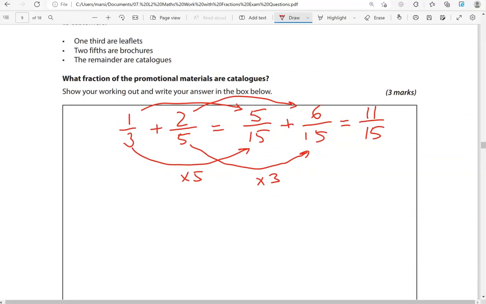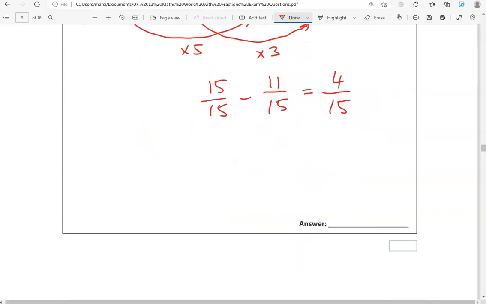So 15 15ths, which is the total for all 3, take away 11 15ths, which is the total for these 2, gives us the remainder. 15 take away 11 is 4, so 4 15ths is the answer.